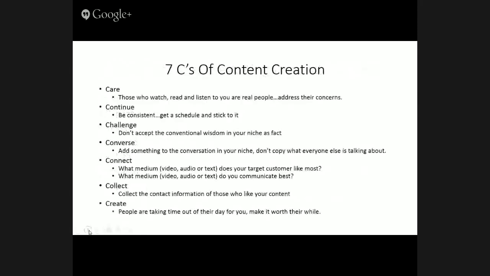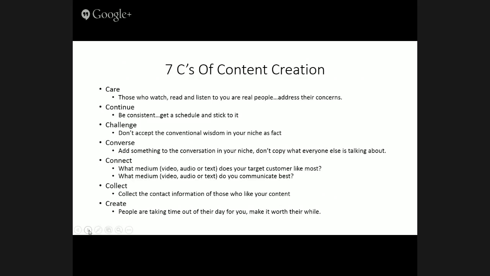And finally, the other framework that I want to go through are the 7 C's of content creation. What I call care, right? In other words, make sure that your content demonstrates that you know that the other person is a real person.